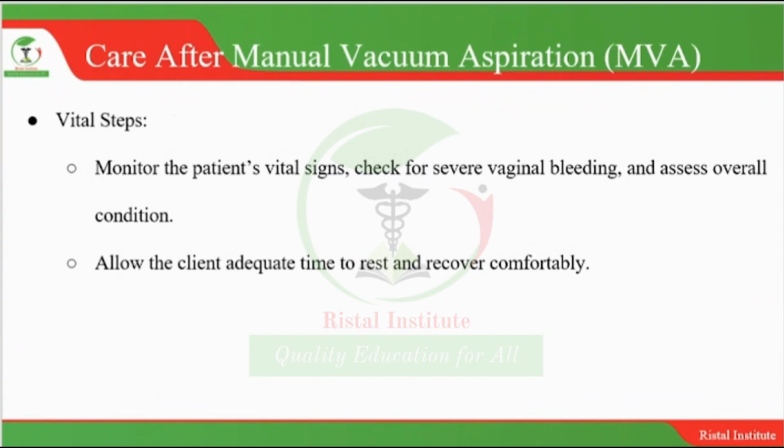Care after manual vacuum aspiration. Manual vacuum aspiration refers to the removal of products of conception using a manual vacuum aspirator, and this can be effective when the pregnancy is below 12 months of conception. But once it reaches 12 months and above, another method should be used. The vital steps include: the nurse needs to monitor the patient's vital signs, check for severe vaginal bleeding, and assess overall condition. Then we also need to allow the client adequate time to rest and recover comfortably.